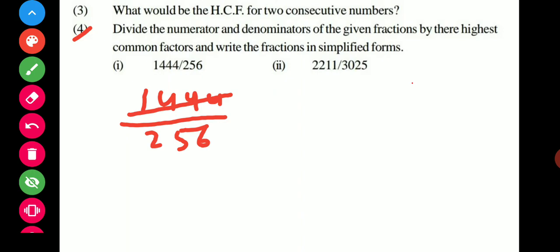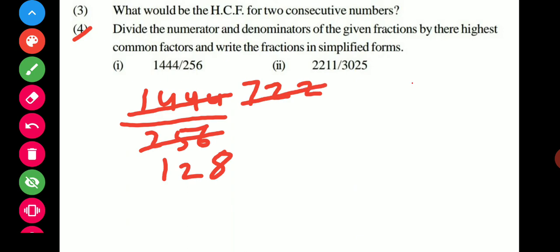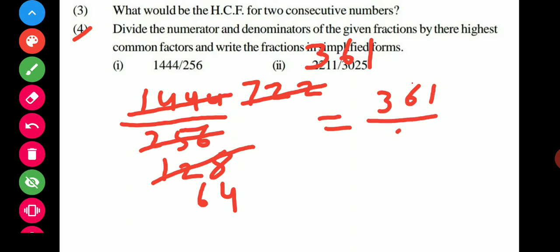First of all, 2 sevens are 14, 2 twos are 4, and 2 twos are 4. Here, 2 ones are 2, 2 twos are 4, and 2 eights are 16. Now divide once again by 2. So 2 threes are 6, 2 sixes are 12, and 2 ones are 2. Here 2 sixes are 12, and 2 fours are 8. But there is no common factor in 361 and 64. So your answer would be 361 upon 64. So that is your answer.